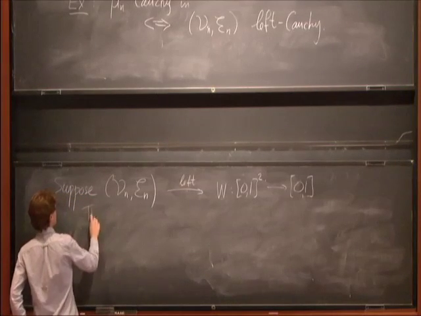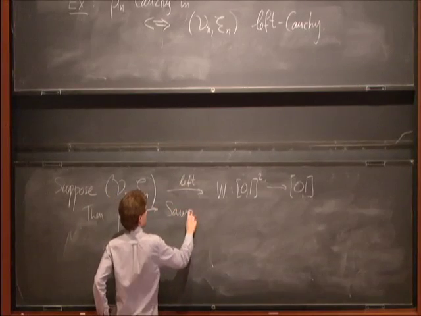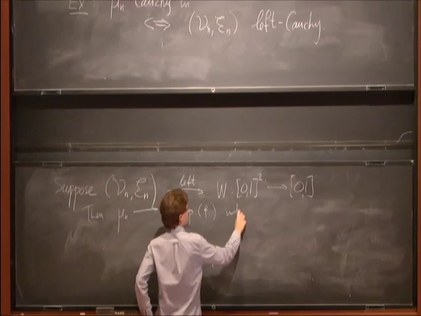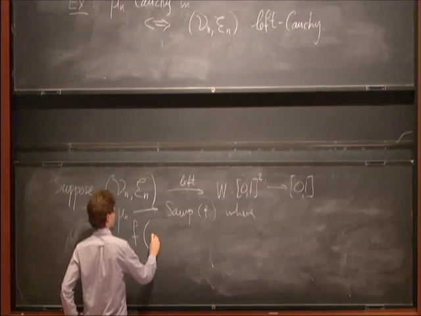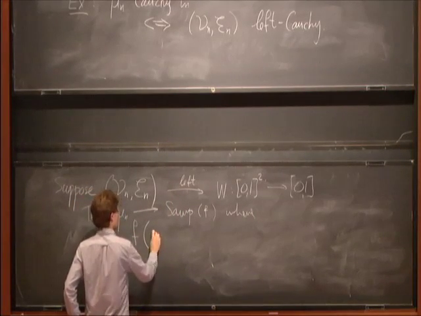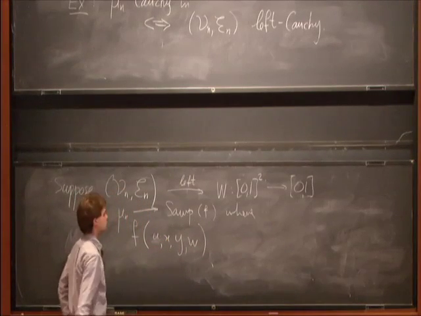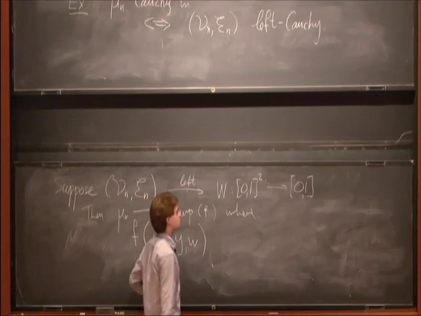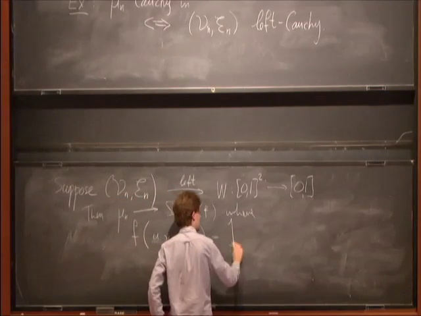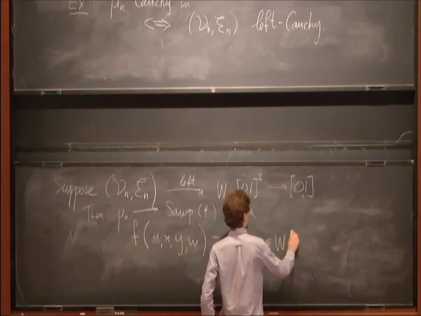You find that then mu_n converges to some f, where, now this is a little bit scary, but it's not really, f of x, u, x, y, w, it's a function of 4 variables, actually isn't going to depend on u, and it's going to depend on w in the following way. It's the indicator function of the set where w is less than or equal to big W of x, y.